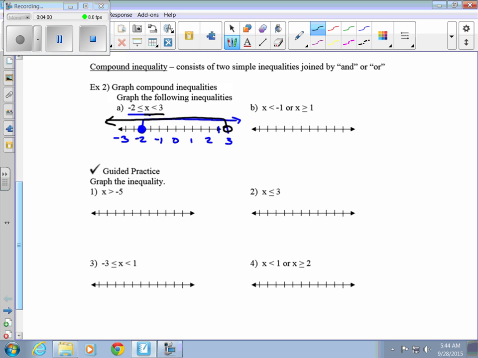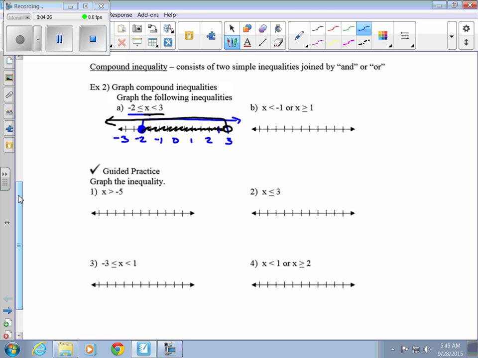Now, where do they both occur at the same time? Well, that's everywhere in between them, because it's an and statement, so it has to be true for all of them. So everything in that shaded area is a solution. Now notice we have a filled in circle at negative 2, which means that one is a solution. We have an open circle at 3, so that one is not a solution in this case.